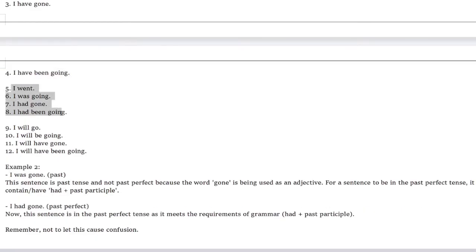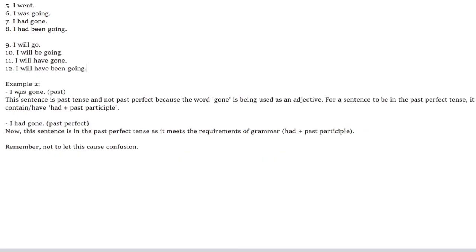Now we shall do the past tense of the verb to go. The past tense of go is I went, I was going, I had gone, I had been going. And finally, the future tense. I will go, I will be going, I will have gone, I will have been going. So that's that.